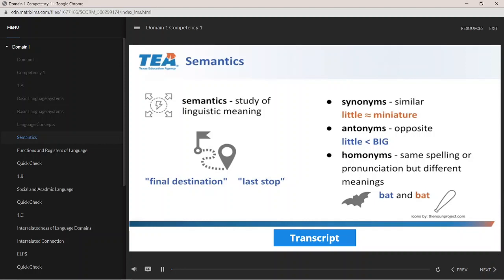Semantics. Semantics refers to the study of linguistic meaning, including synonyms, antonyms, and homonyms.